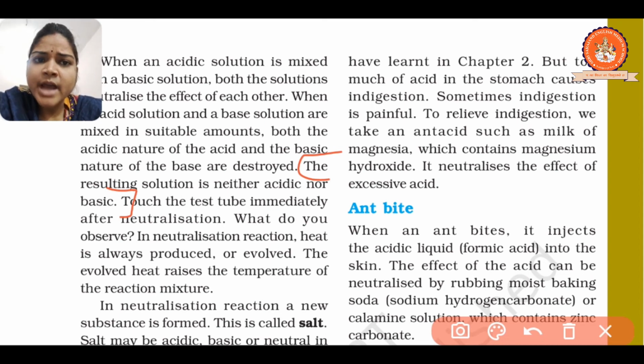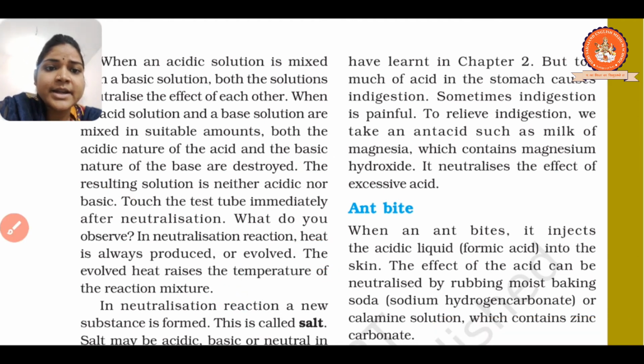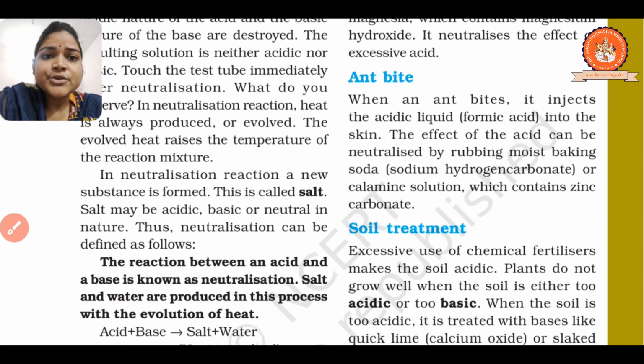Observe what happened. So we observe that in a neutralization reaction, heat is always produced or evolved, and the evolved heat raises the temperature of the reaction mixture. During the neutralization reaction, a few substances are formed.